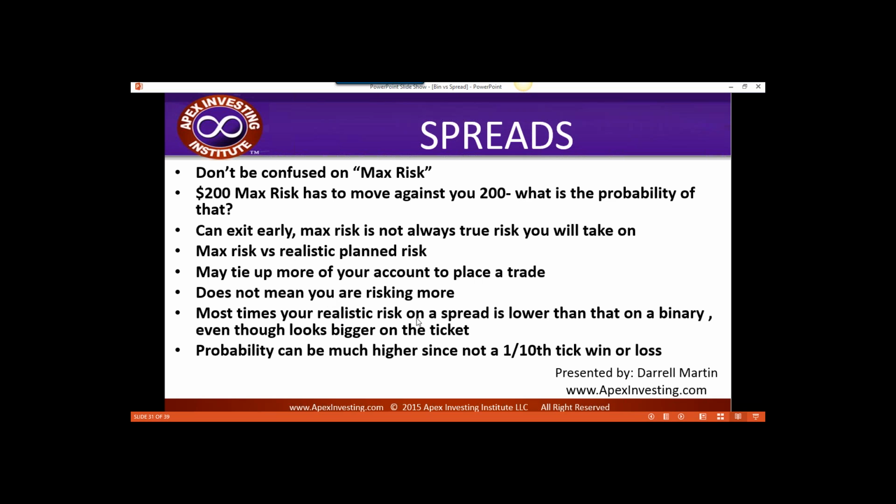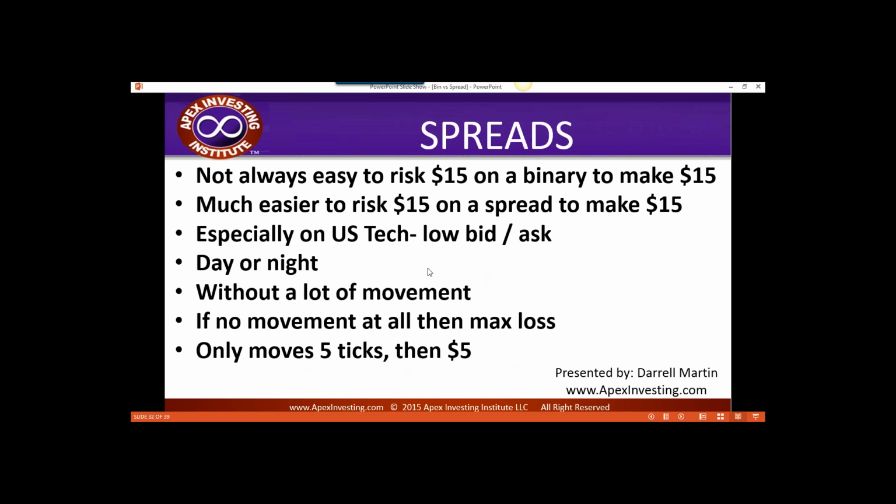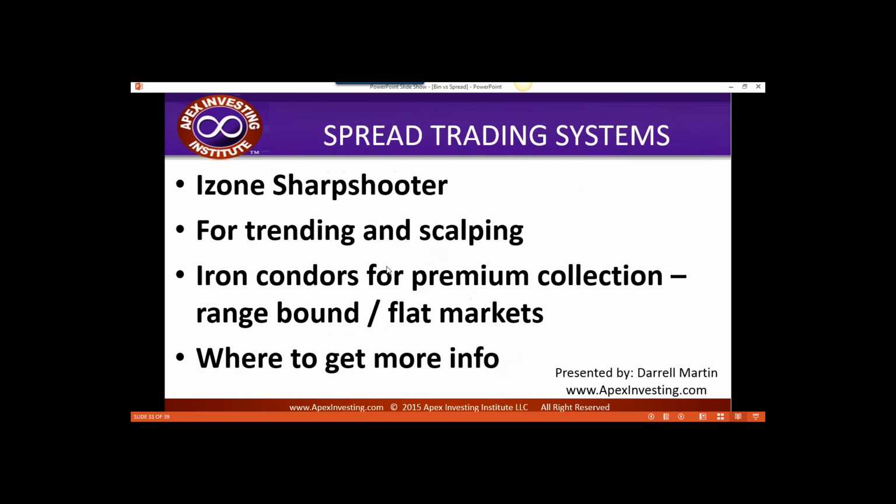So most of the time your realistic risk on a spread is actually lower than a binary. And you actually have a much higher profit potential normally on a spread. And your probability is much higher since it's not a win or loss based on 1/10 of a tick. If you want to do some scalping, it's not always that easy to hop in on a $15 risk binary to make 15 bucks. But it's not that hard to do it on a spread, day or night, even without a whole lot of movement. So spreads, a couple things on some spreads here.